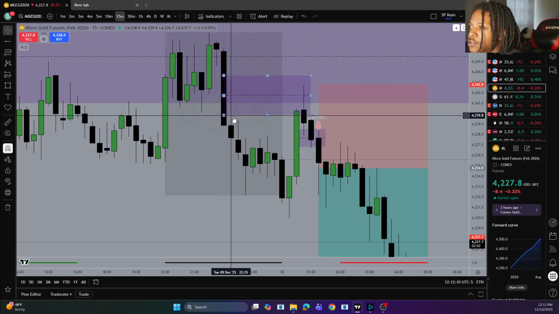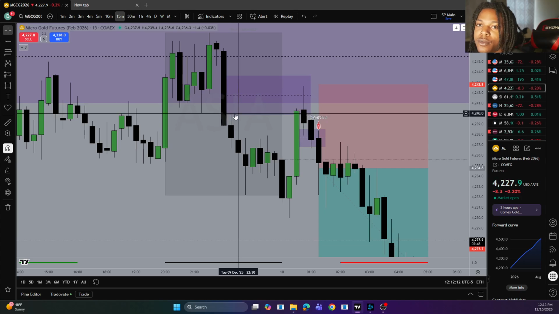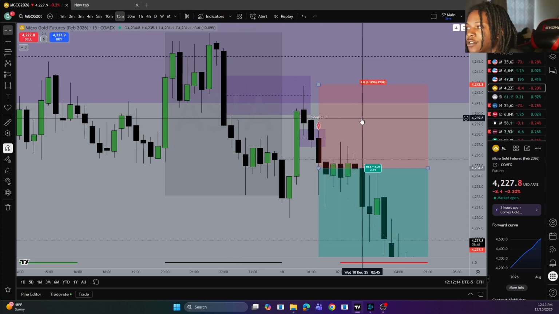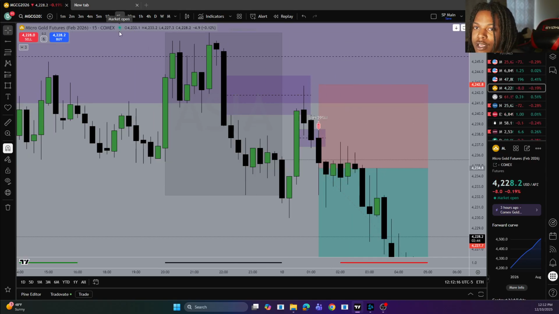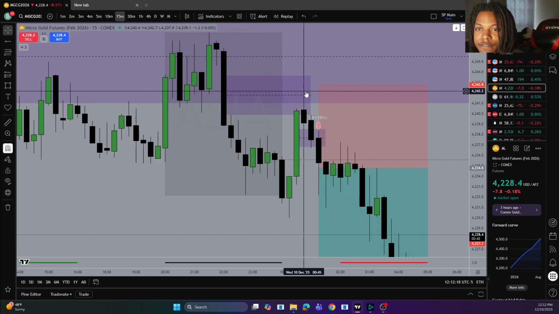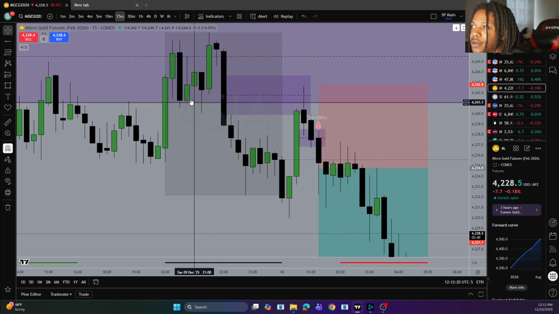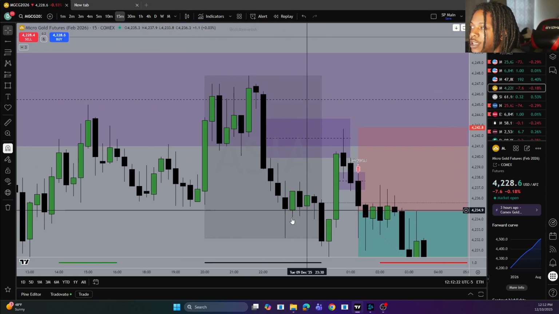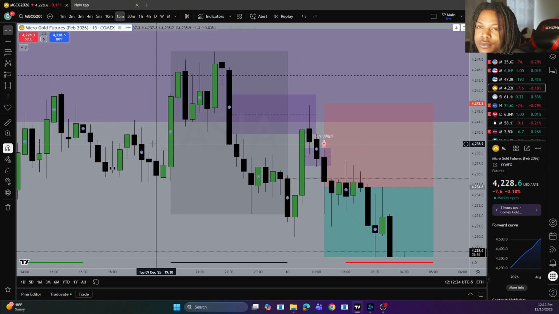I didn't take the entry off the first fair value gap. I wanted to wait and see if it gave me a second entry on a lower fair value gap that I was more confident in. I was confident in this one, but I have a problem where I jump into the first setup I see, and sometimes it's not the best. So I was like, I'm just gonna wait for more information before I take any position at all.